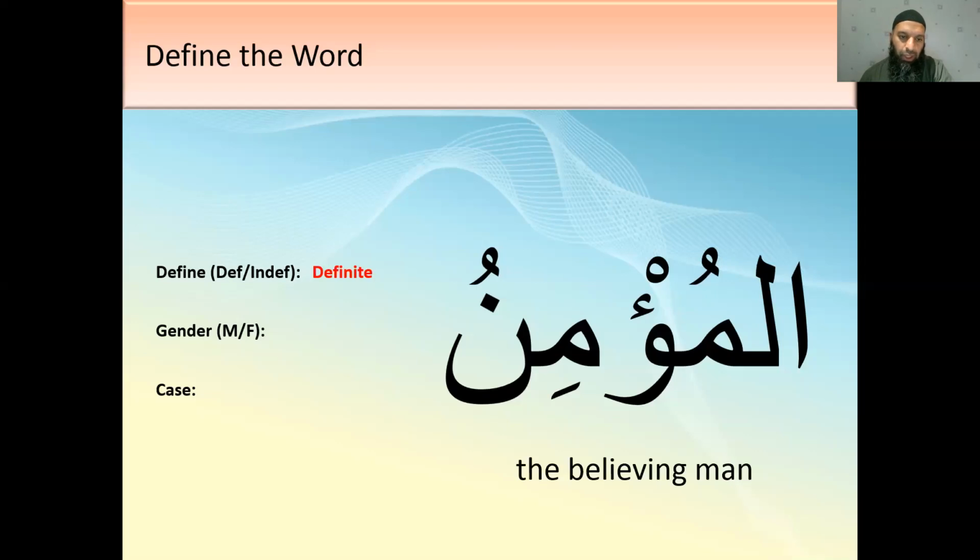Is it definite or indefinite? Definite. Is it masculine or feminine? Masculine. Okay, a bit obvious, that one. And what is the case?